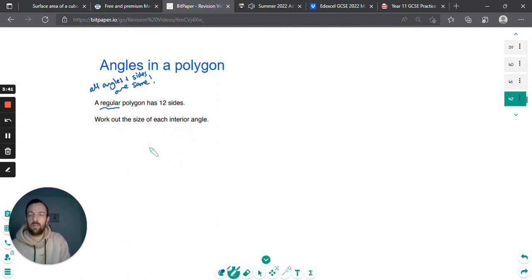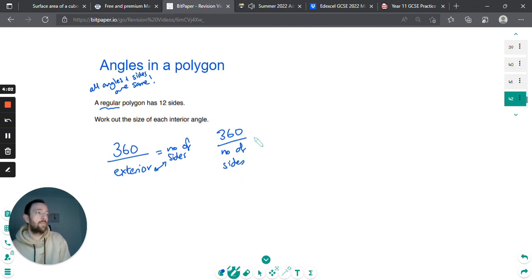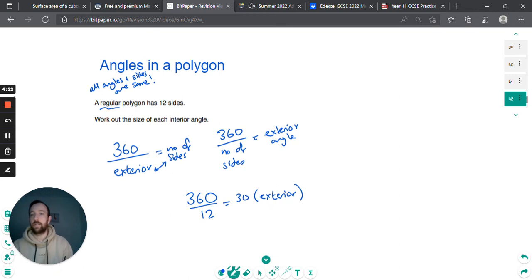Well, there was 2 formulas, well, the same one, but one switched around, didn't it? So 360 divided by the exterior angle will tell us the number of sides. That was one formula we learned. But that can be switched around. So 360 divided by the number of sides that the shape has will tell us the exterior angle. Okay, well, we know it's got 12 sides. So 360 divided by 12. Okay, well, that's 30. So I know the exterior angle is 30 for that shape.